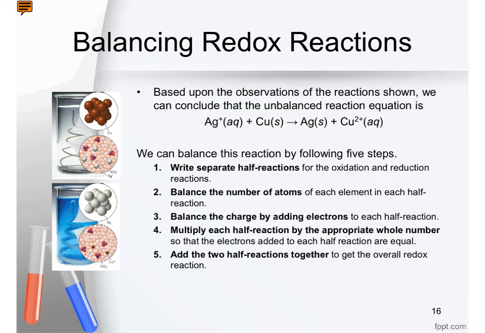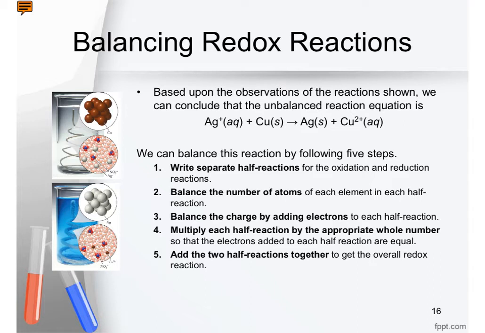This is the culmination of this lecture, and that is to balance redox reactions. Up to now, in all of the chemical reactions we've balanced, we have only focused on balancing the number and type of elements, of atoms on each side of the reaction. Redox reactions are much more complex. You also have to balance the overall charge on each side.